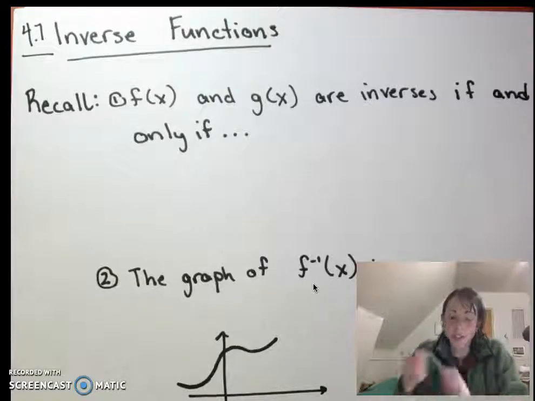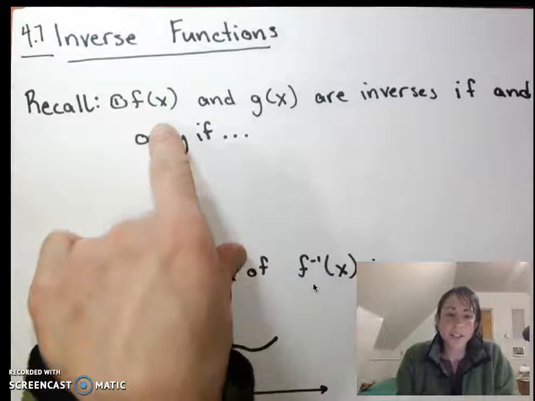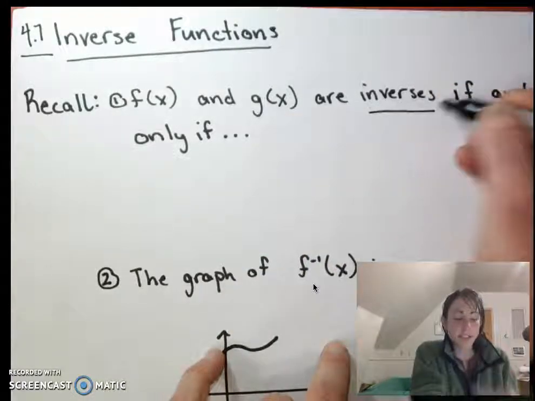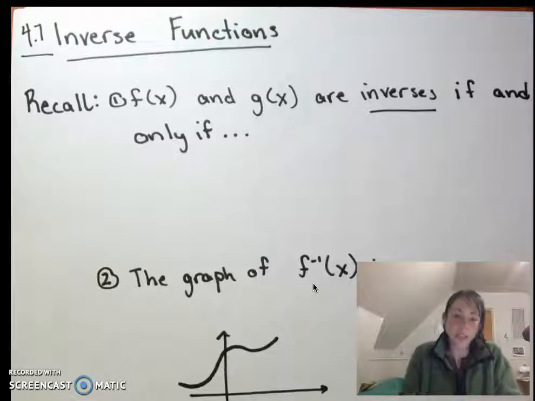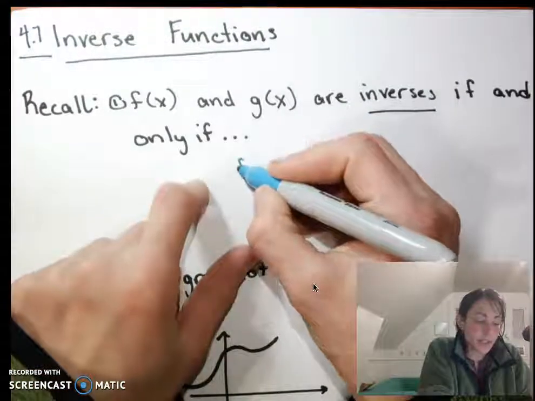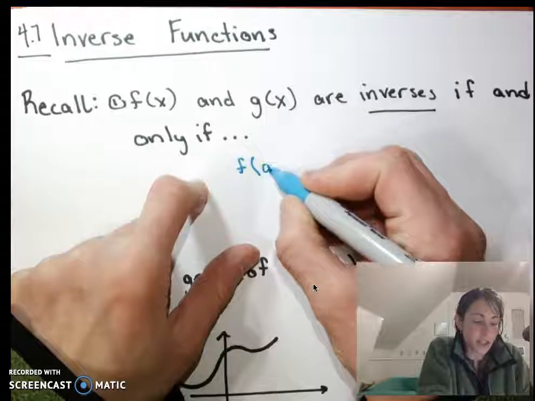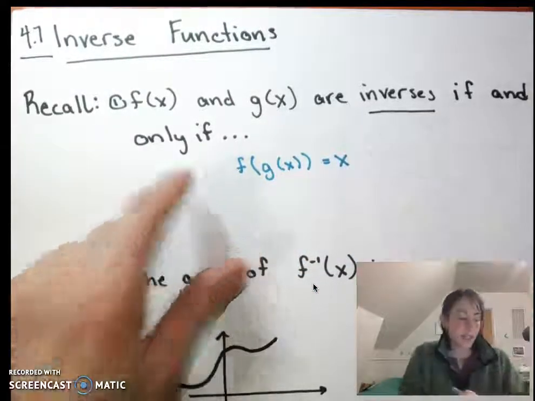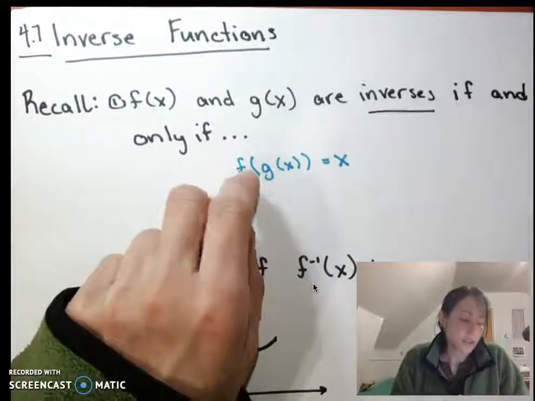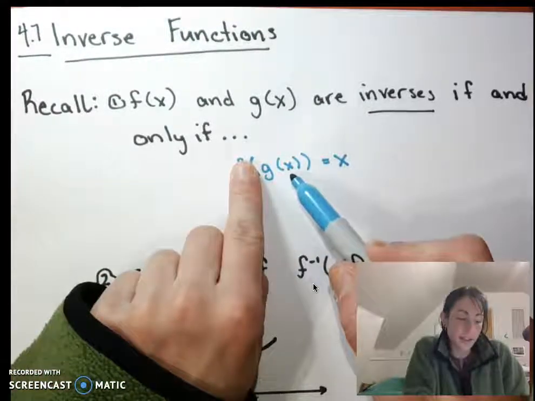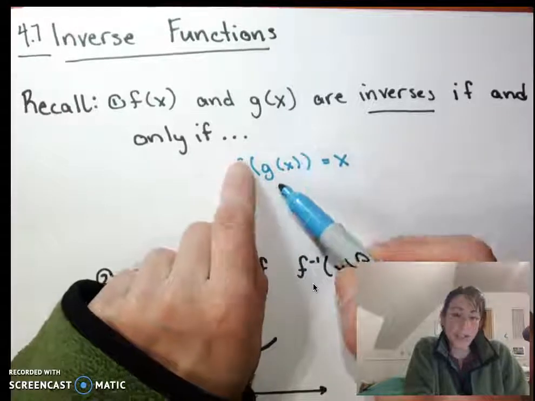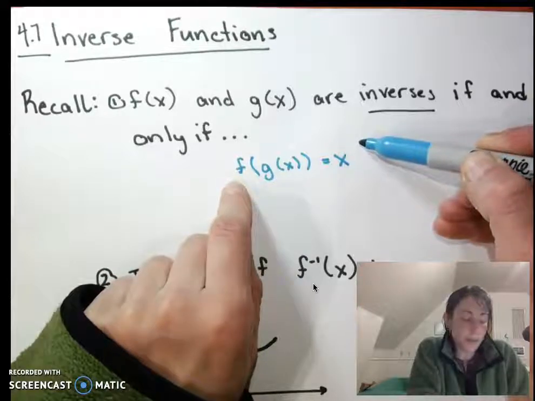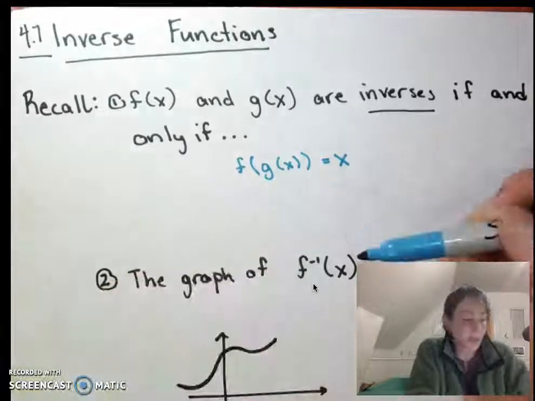So say I have two functions, f of x and g of x. We say that they are inverses if and only if when we compose them, so if I do f of g of x, I get x. So inverse functions undo each other. We first apply g to x, that takes us in one direction. Then when I apply f to that result, it takes me back to where I started.